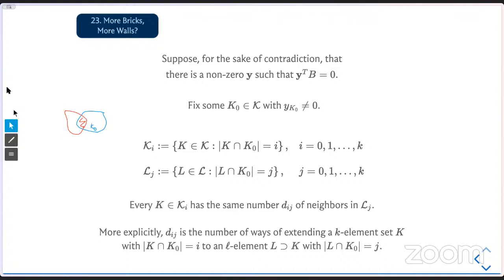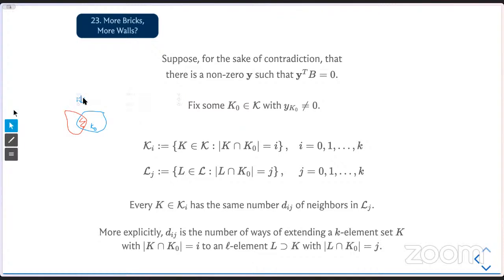So let's see. What if j is smaller than i? I am somebody sitting in fancy Ki, which means that I overlap with K naught at i elements. And I'm looking for all of my supersets which overlap. So in fact, let me make this explicit.